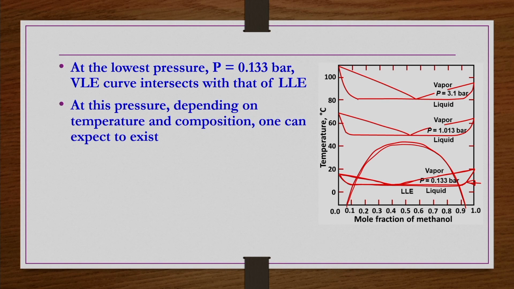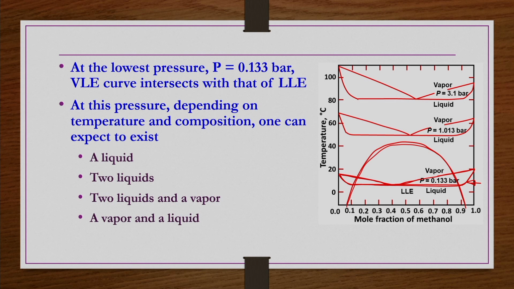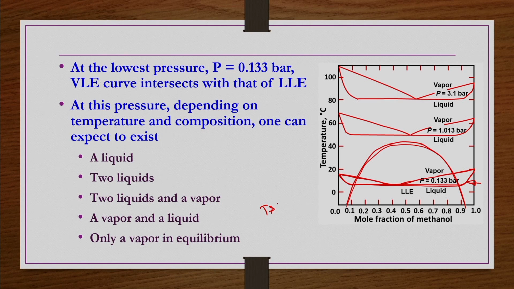Okay. So, at this pressure, depending on the temperature and composition, one can expect to have only one liquid phase, two liquid phases are also possible, and then two liquids and a vapor is also possible, and a vapor and a liquid, one single liquid is also possible, and only vapor is also possible. All this may depend on the temperature and then composition, any of these may be possible and they may be in equilibrium.